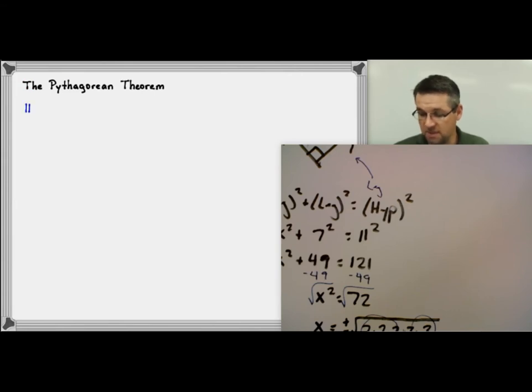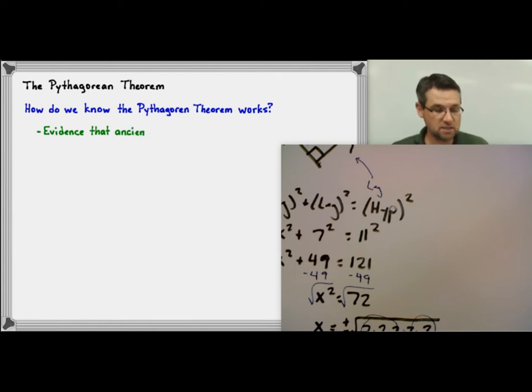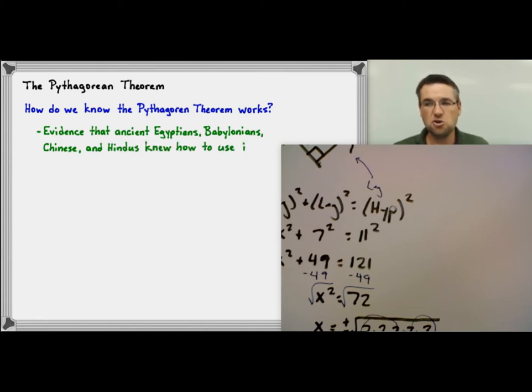Now, let's talk about the Pythagorean theorem, because like I said, there's a lot of interesting information about it. How do we know that the Pythagorean theorem works? Well, the first thing is that there is evidence that ancient Egyptians and Babylonians and Chinese and Hindus knew how to use the Pythagorean theorem. So that's kind of cool. We're talking about way back in history, the Pythagorean theorem was something that was useful. In fact, there's evidence that shows that the Egyptians might have used the Pythagorean theorem to set up part of their pyramids.